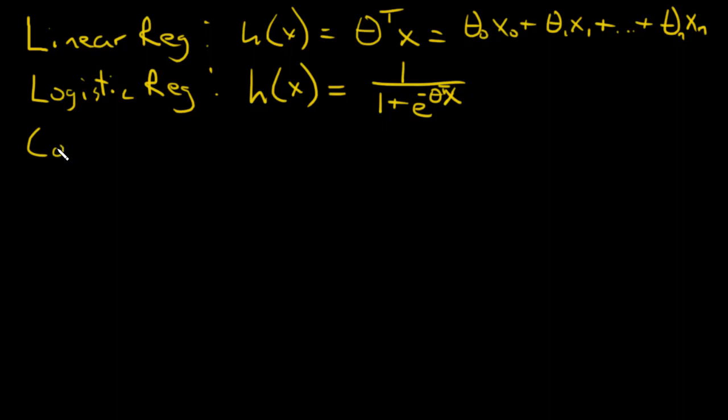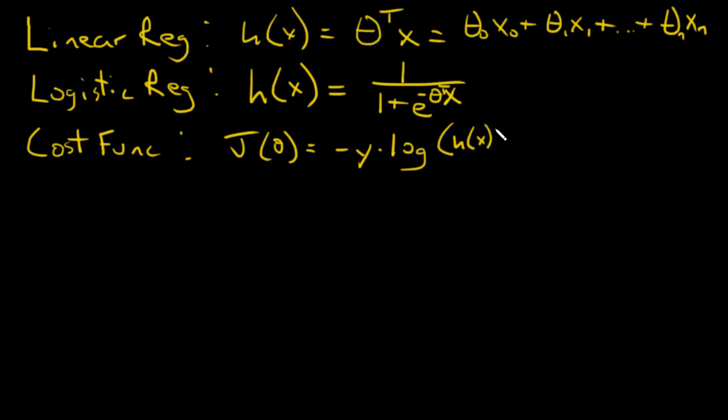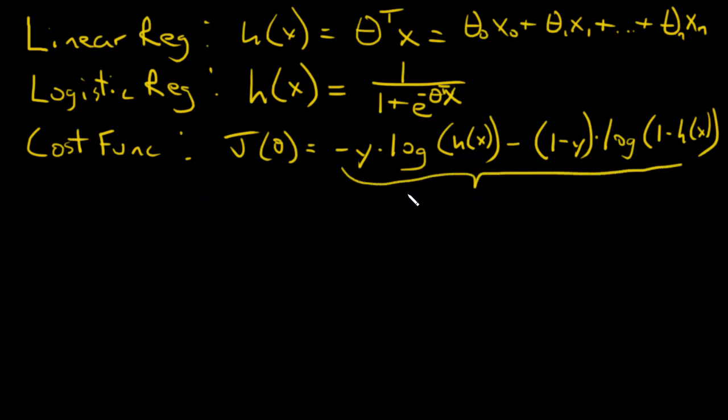Now with that new hypothesis function, we go into a new cost function. We started out with the cost function j of theta, which is equal to negative y times the log of h of x, minus 1 minus y times the log of 1 minus h of x. With this cost function, we called this section right here the log likelihood.